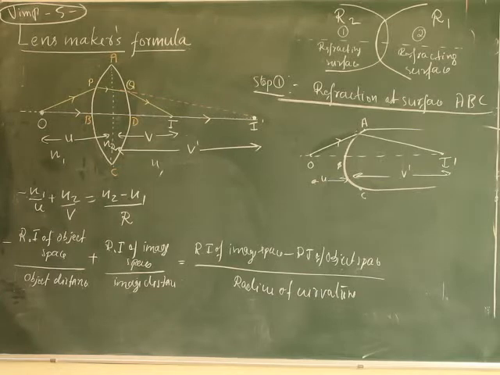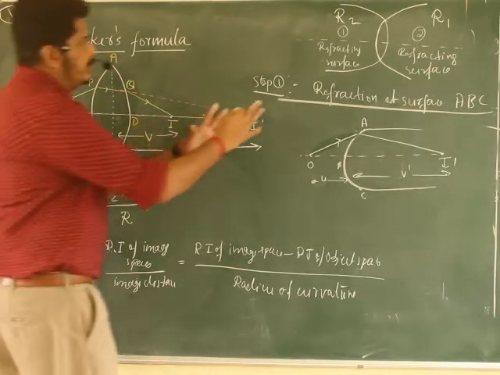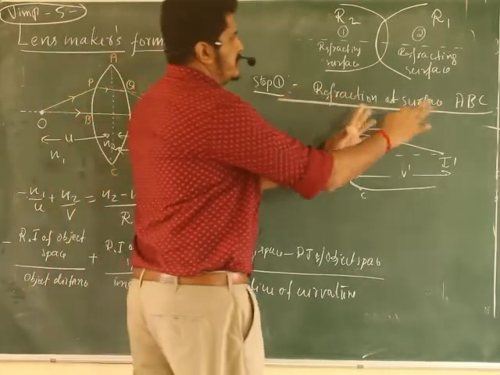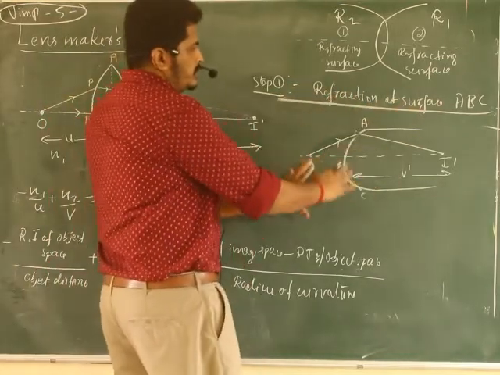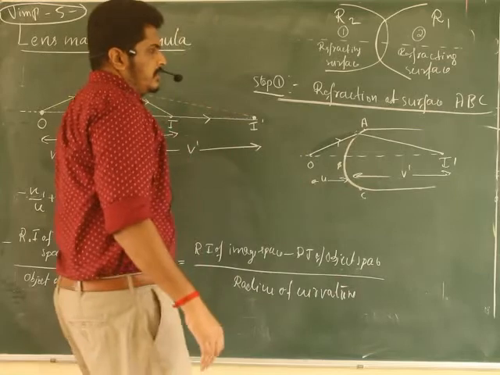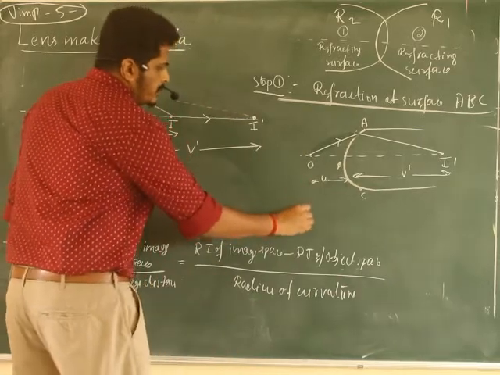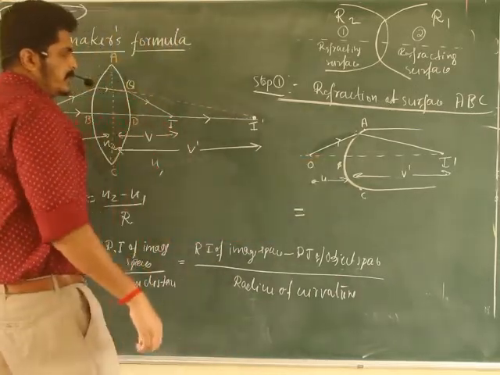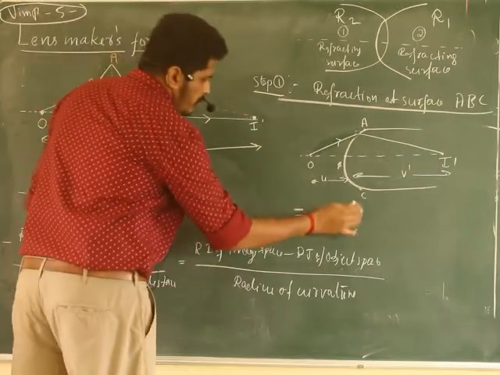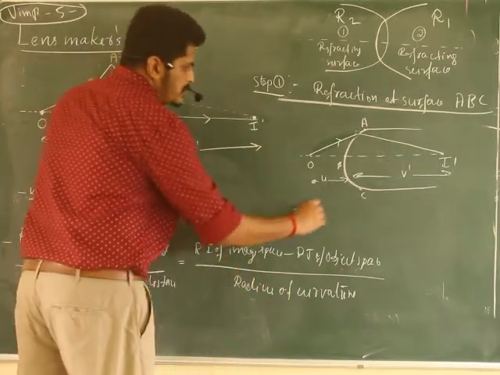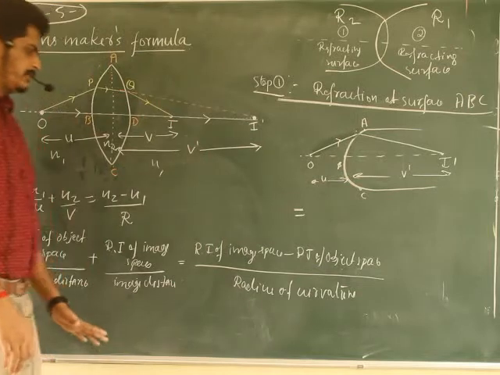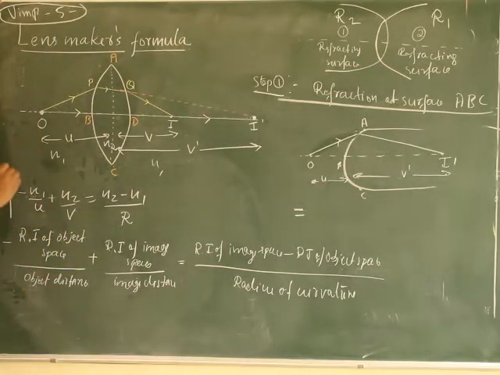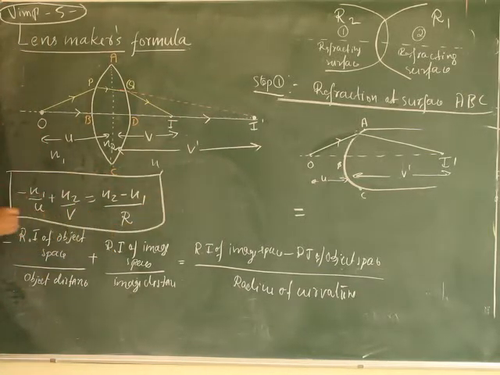Understanding, right? So now, at face ABC, step 1, refraction at surface ABC. No need of drawing this one in the examination. Just for reference I have taken it now, okay. Now, what I am doing is applying the formula. Which formula? Applying the spherical refracting surface formula. This is a general formula, right? I am applying this one in this case.